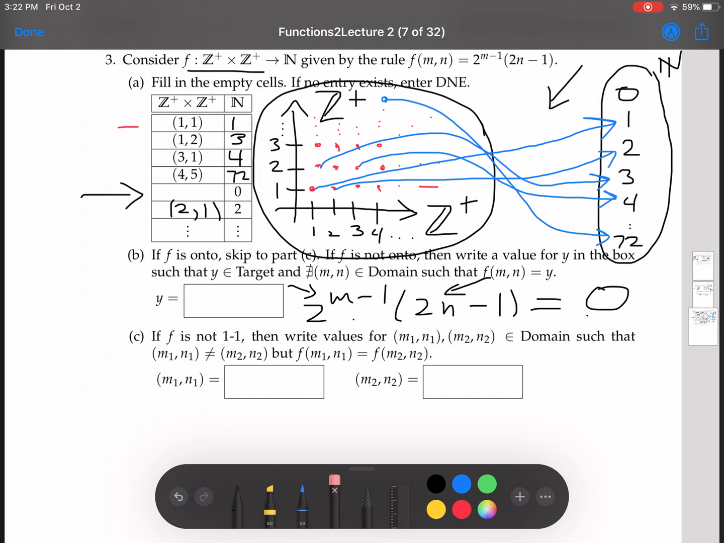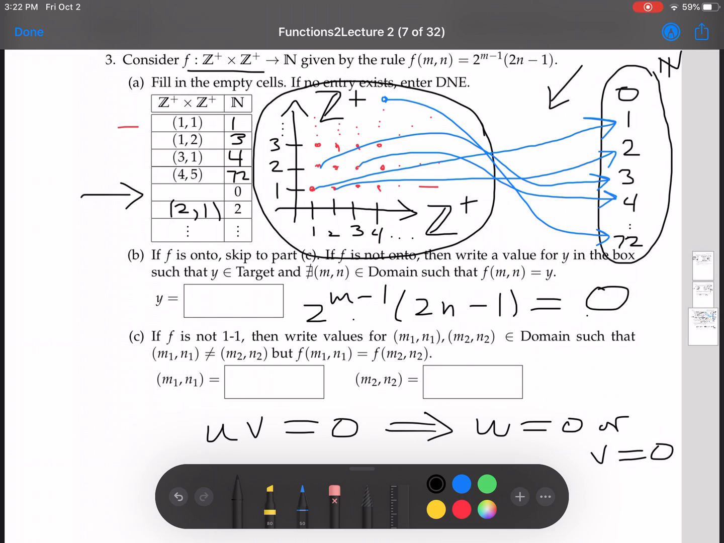Right, remember we have this rule. It's called the, what is that? The zero factor property, that if you have, let me use some other things, say if uv equals 0, then that means that u equals 0 or v equals 0. Now 2 to the m minus 1 is never going to equal 0 when m is a positive integer. And 2n minus 1 is never going to equal 0 when n is a positive integer.